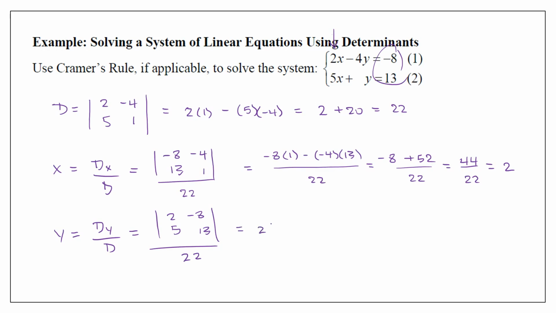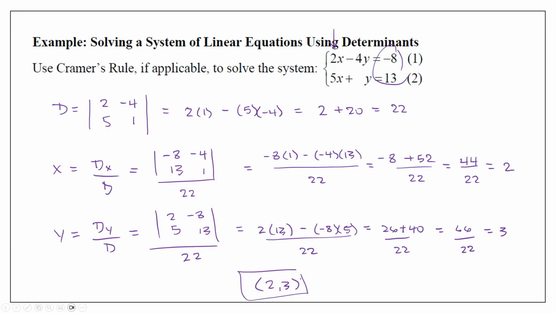So we will have 2 times 13 minus -8 times 5 divided by 22, which equals 26 plus 40 divided by 22, which equals 66 divided by 22, which equals 3. So our solution is going to be the ordered pair (2, 3). Excellent.